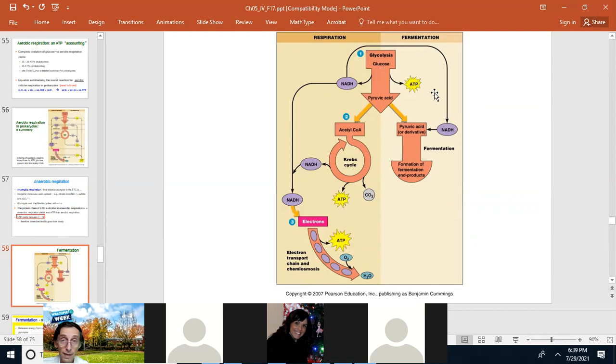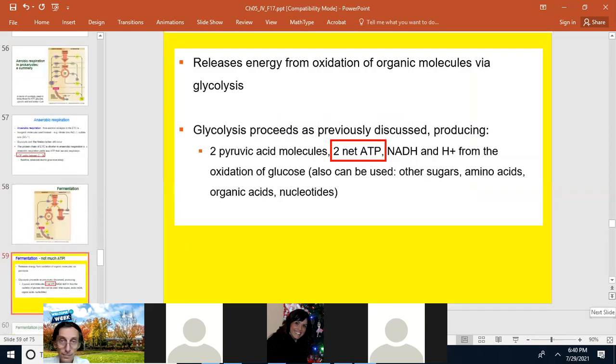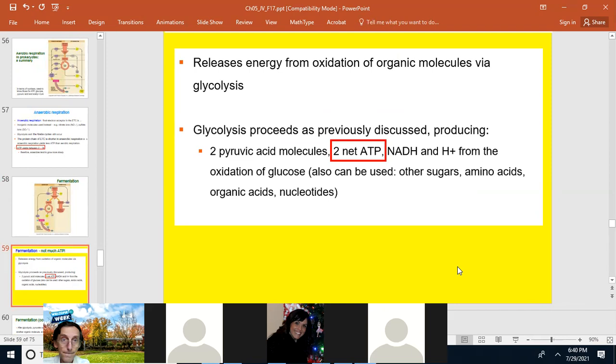Let's talk briefly about fermentation, which is another form of carbohydrate catabolism, breaking down glucose to generate ATP, and your muscle cells can engage in fermentation as well as in aerobic respiration. So fermentation releases the energy from oxidation of organic molecules like glucose via glycolysis, and glycolysis is the only part of fermentation that produces ATP. As we previously discussed, glycolysis generates 2 ATP per molecule of glucose.